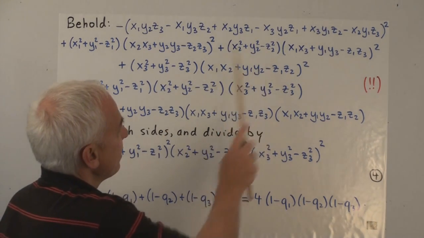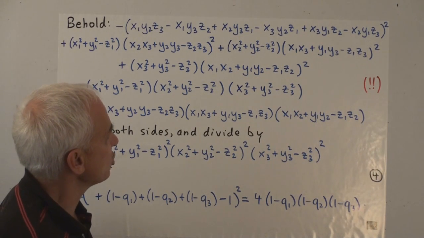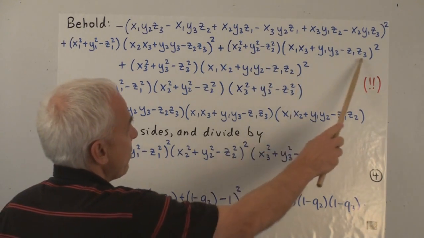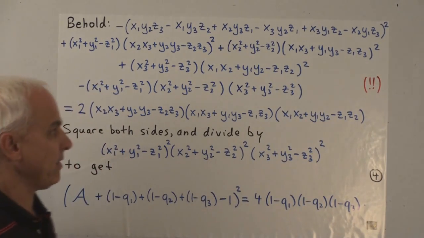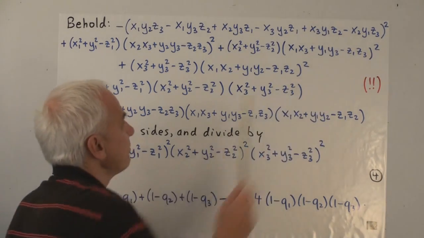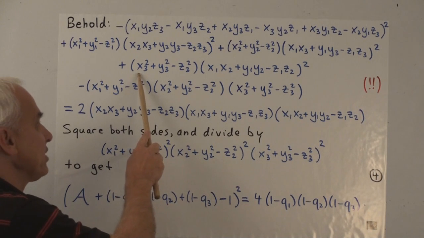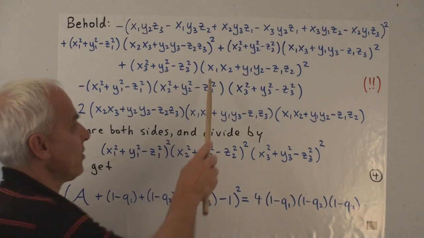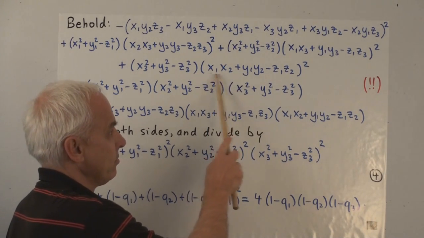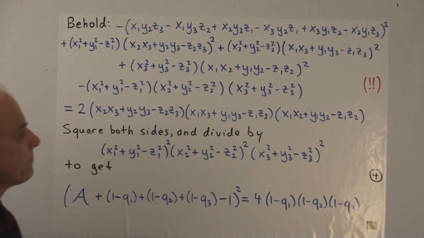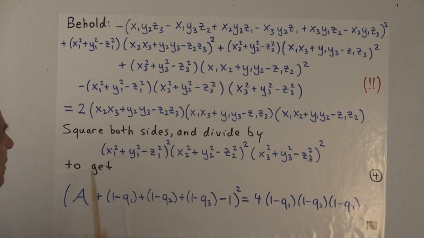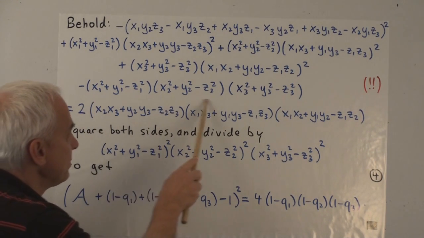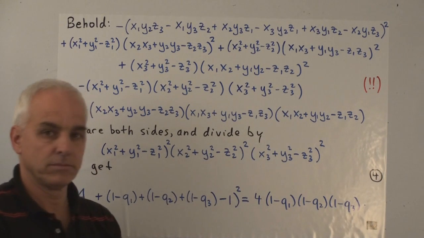So here's the x2 squared plus y2 squared minus z2 squared corresponding to this. And here now we're taking sort of a dot product of a1 and a3, all squared. And the x3 squared plus y3 squared minus z3 squared times the dot product of a1 and a2, all squared. And then we have to still subtract the product of this thing times this thing times this thing.